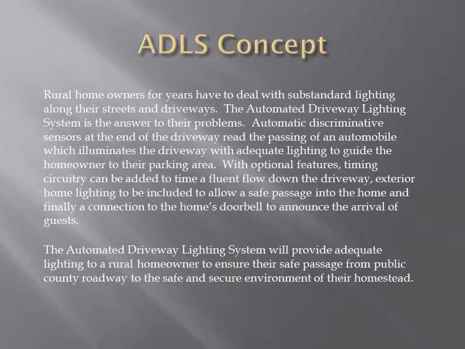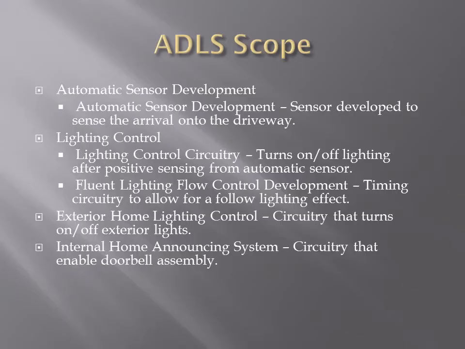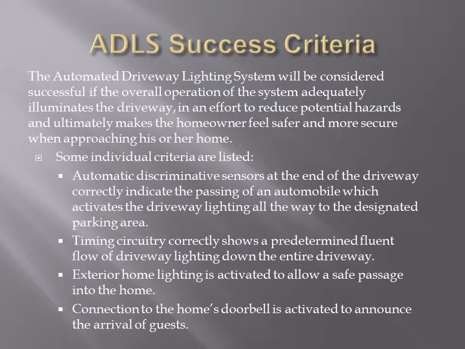This slide depicts exactly what type of homeowner would benefit from our project. The project will be considered a success by demonstrating the functionality of the discriminatory sensor for the passing vehicle, the timing circuitry correctly providing fluent flow of lighting, and the exterior home lighting and doorbell system being activated.